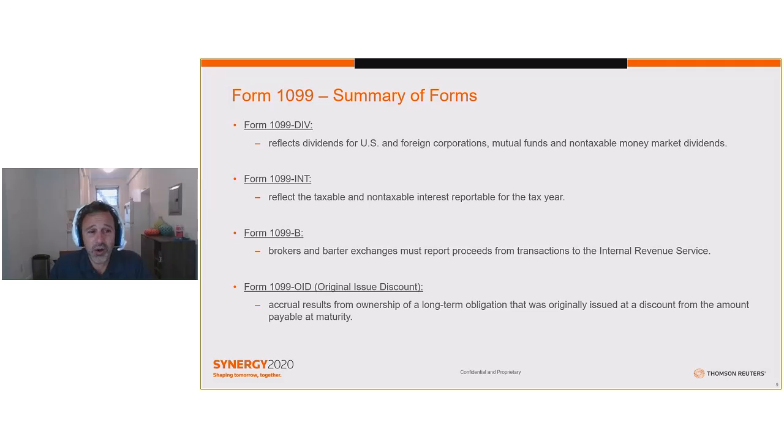And a Form 1099 OID, original issue discount. These are accrual results from ownership of a long-term obligation that was originally issued at a discount from the amount payable at maturity. All of these forms have two filing requirements, one to the Internal Revenue Service, one to the recipient. Most of these forms have a dollar threshold on the 1099 DIV and the 1099 INT that will dictate whether or not a filing is required.